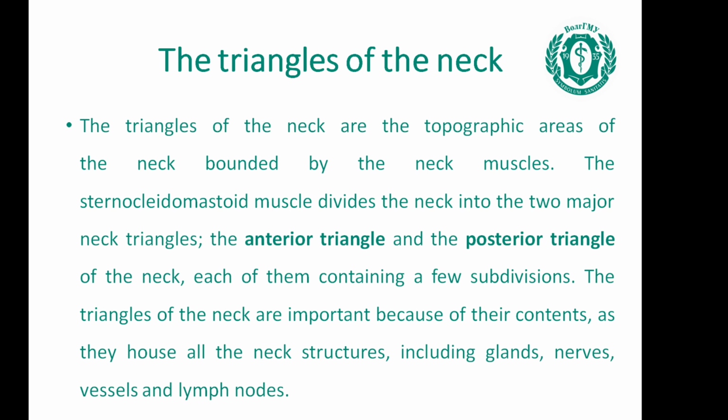The triangles of the neck are the topographic areas of the neck bounded by the neck muscles. The sternocleidomastoid muscle divides the neck into the two major neck triangles, the anterior triangle and the posterior triangle of the neck, each of them containing a few subdivisions. The triangles of the neck are important because of their contents, as they house all the neck structures, including glands, nerves, vessels, and lymph nodes.